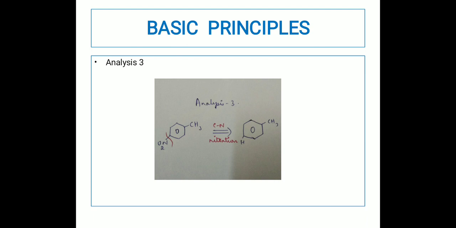Next, we are going to study analysis 3. In analysis 3, we have para-nitrotoluene, which again can undergo disconnection. The disconnection is between NO2 and the benzene, that is, a disconnection between C and N. So above the retrosynthetic arrow we write C-N, and below that we write nitration, because the synthesis is going to be toluene undergoing nitration, giving rise to nitrotoluene. So now, using toluene, we can easily write down the synthesis and reach the target molecule.